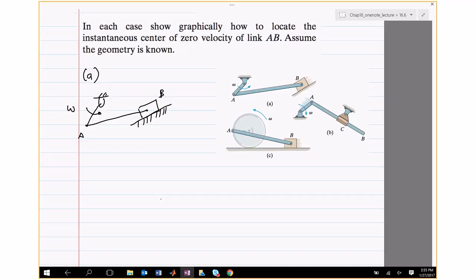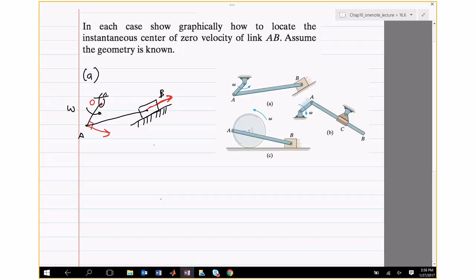Now my question to you is, do you know the velocity of any points on AB? Well, you do know the velocity of point A. Since this point is moving with 0 velocity, and this link OA moves clockwise, the velocity of A is going to be in the direction shown, right? Similarly, the slider is going to move along the ramp.